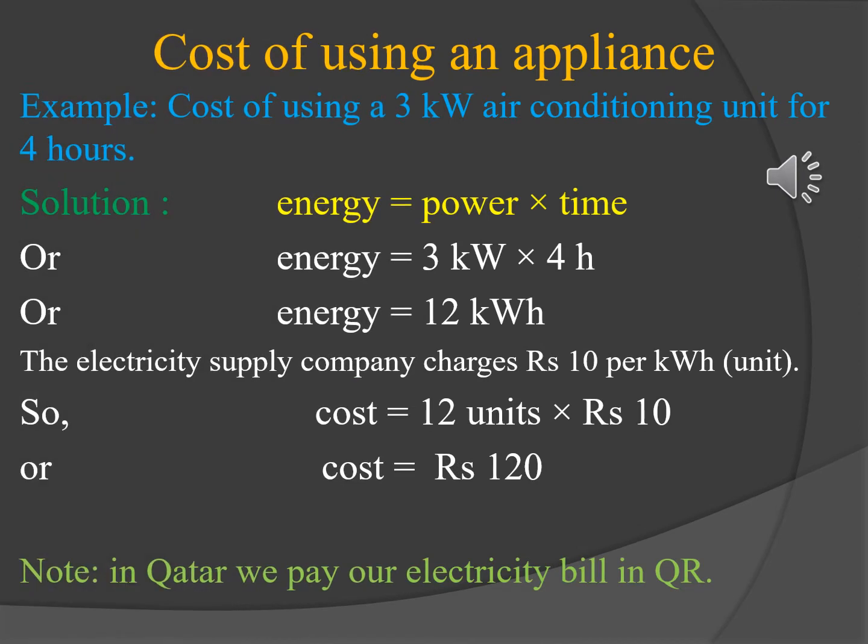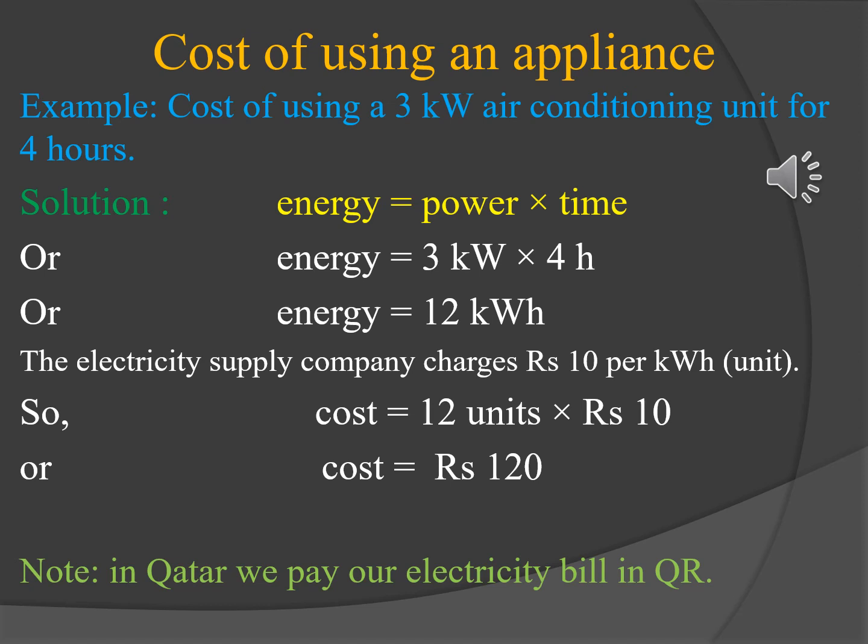Cost of using an appliance. Dear students, in this slide, we will calculate the cost, meaning electricity bill of our home, by calculating the cost of one appliance. Example: cost of using a 3 kilowatts air conditioning unit for 4 hours. Its solution is, energy is equal to power multiplied by time, or energy is equal to 3 kilowatts multiplied by 4 hour, or energy is equal to 12 kilowatt-hours.